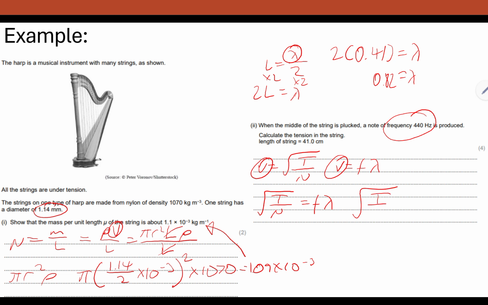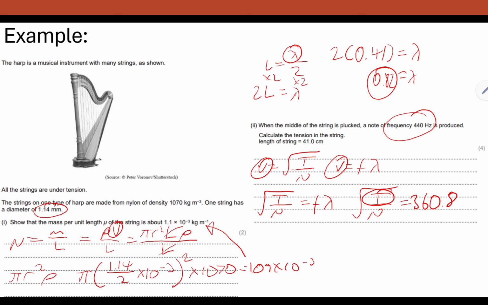So root T over mu equals f times wavelength. We know the f, which is 440 Hz, and now we know the wavelength, which is 0.82. So we just multiply them together. And that is 360.8.